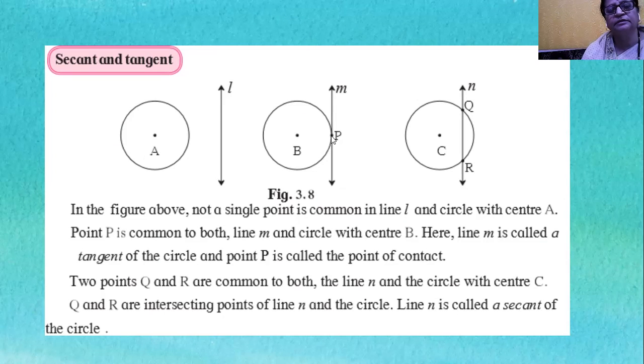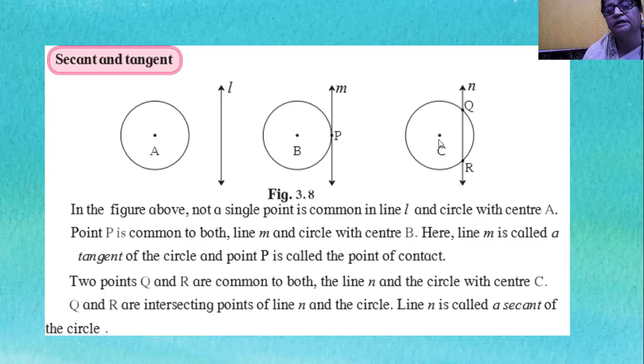In the next figure, you see that B is the center of the circle and N is a line. In these two, P is a common point for the circle and line M. So this point is called a point of contact and this line is called a tangent. The common point is P and that is called the point of contact.